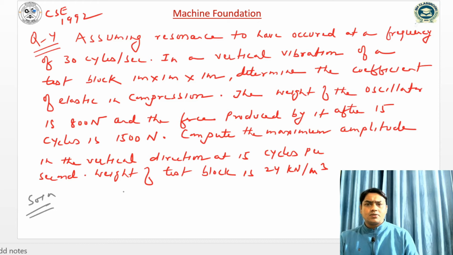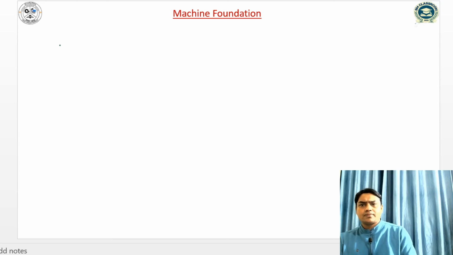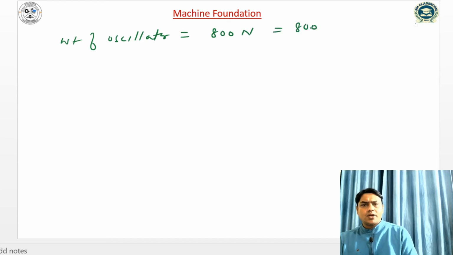So, assuming resonance means the natural frequency Fn is 30 cycles per second. So omega n is equal to 2 pi into 30. So it will be 60 pi radian per second. Determine the coefficient of elastic uniform compression. The weight of the oscillator is 800 Newton. So it will be 800 divided by 9.81.